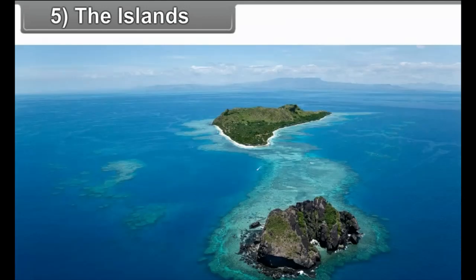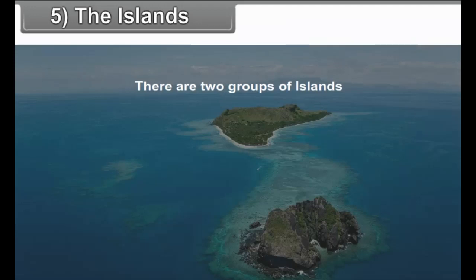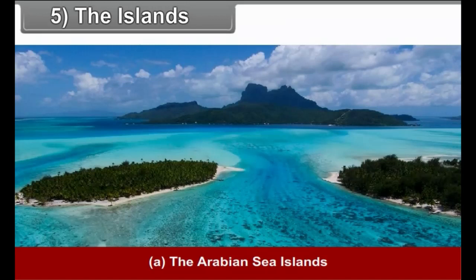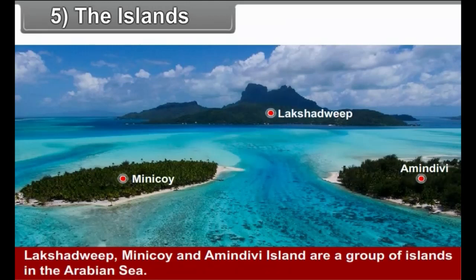5. The islands. There are two groups of islands: the Arabian Sea Islands and the Bay of Bengal Islands. The Arabian Sea Islands. Lakshadweep, Minicoy, and Amindivi Islands are a group of islands in the Arabian Sea.